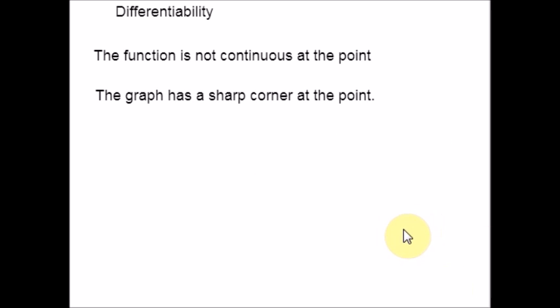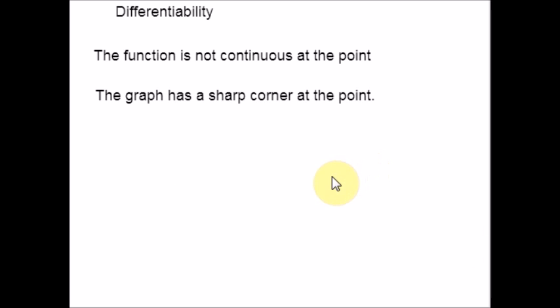In case the graph has a sharp corner at the point, then it cannot be differentiable. I'll show you a graph example for that one. Do you see this graph? It has a sharp corner at that point. So it cannot be differentiable.